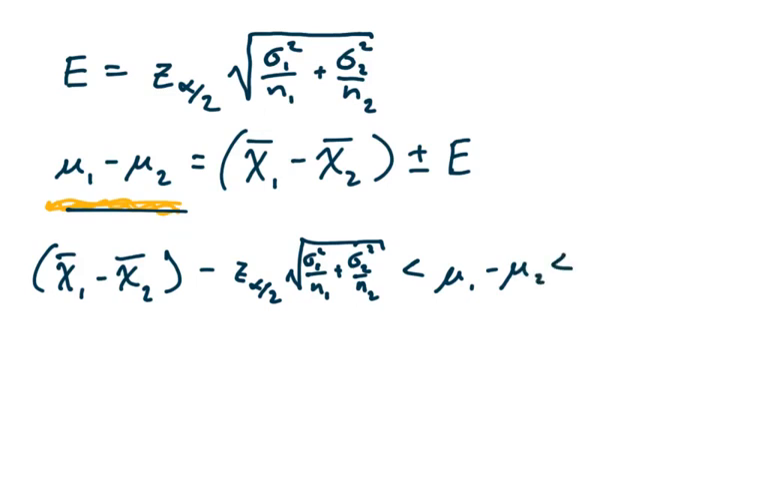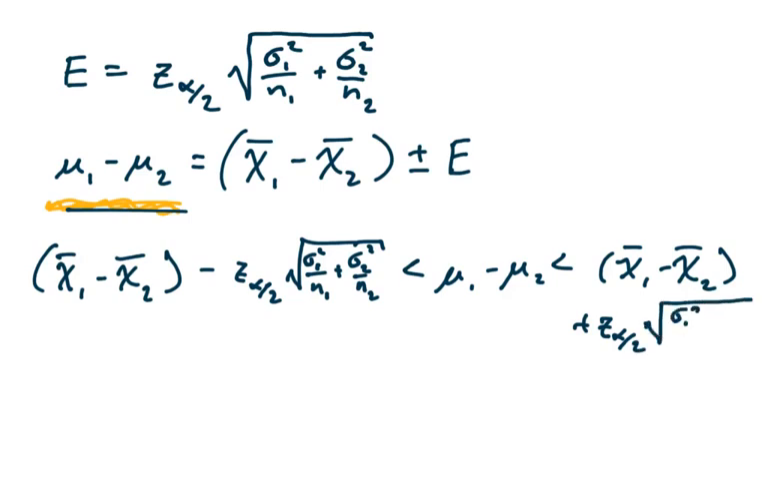And then on the other side, it's a similar sort of thing. It's the difference in the sample means, and then plus our margin of error, which was z subscript alpha halves times the square root of this whole thing, sigma 1 squared over n1 plus sigma 2 squared over n2. Okay, so that's our whole formula that we're going to be using. Okay, let's go ahead and flip the page here.